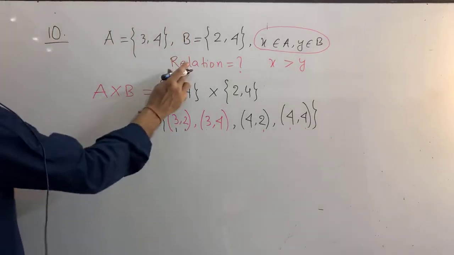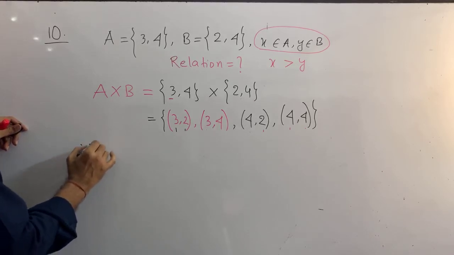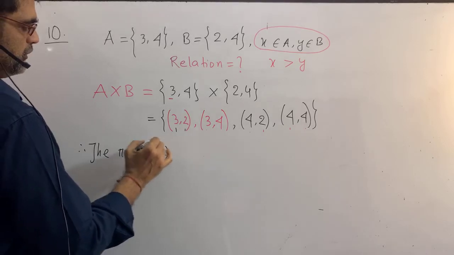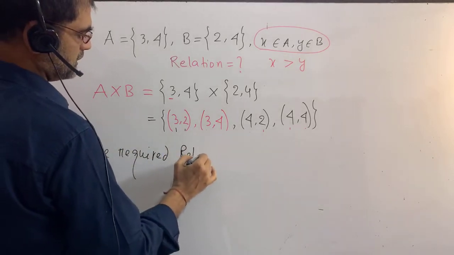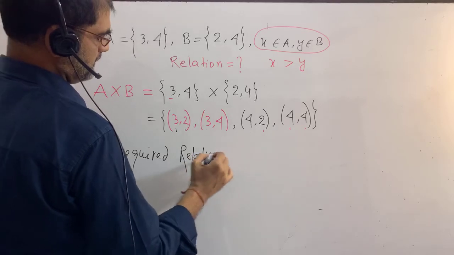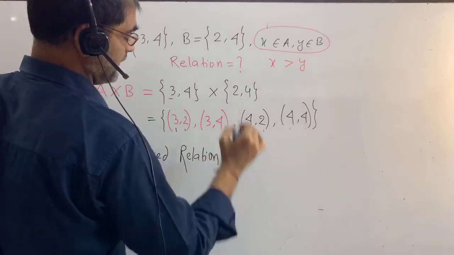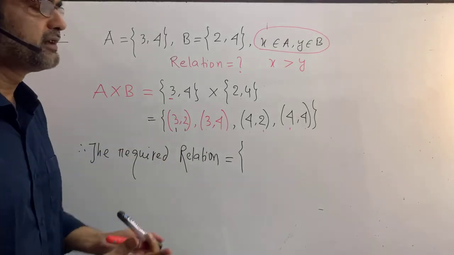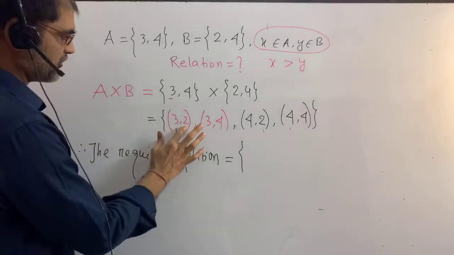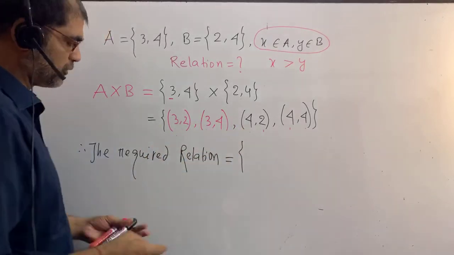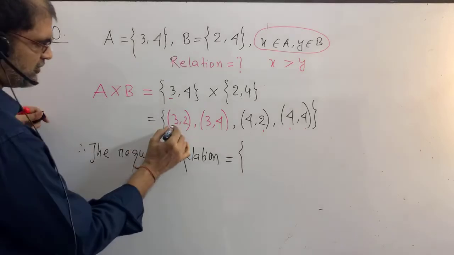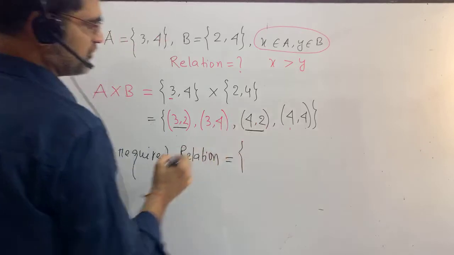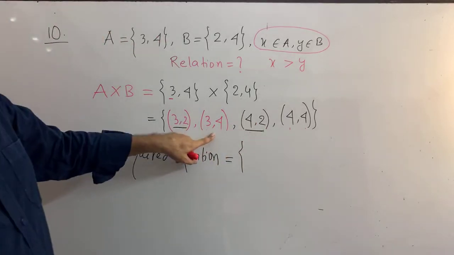We have to find the required relation. Write down, therefore, the required relation is equal to second bracket. What is told here? X is greater than y. That means the first one will be greater than the second one, right? Where do we get this? Here the first one is greater than the second one, right? Here the first one is greater than the second one, but not here, also not here.